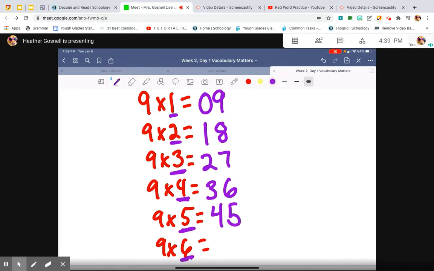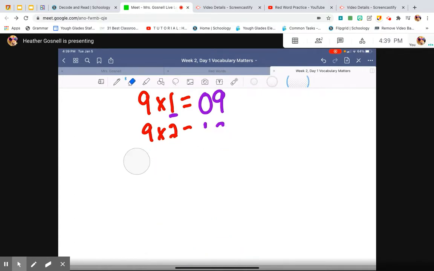What's 1 less than 6? 5. What plus 5 is 9? 4. Very fun. The 9s are extremely fun.